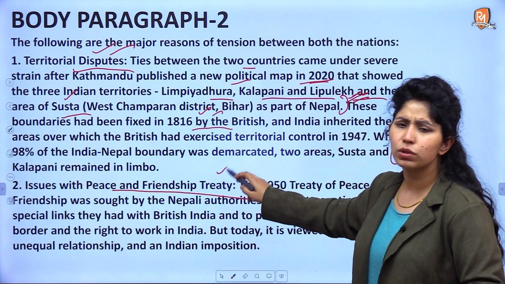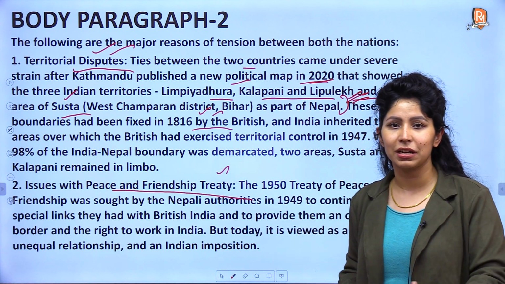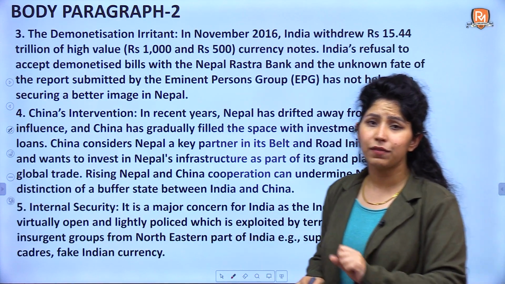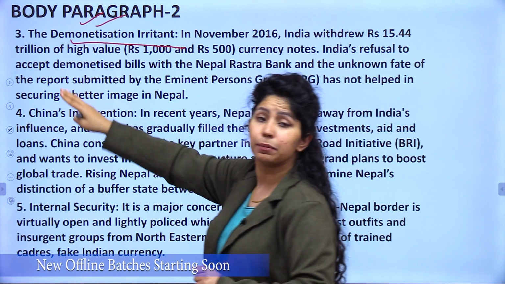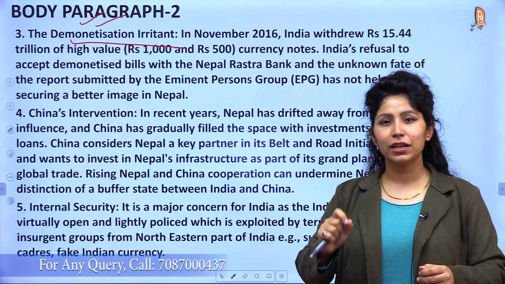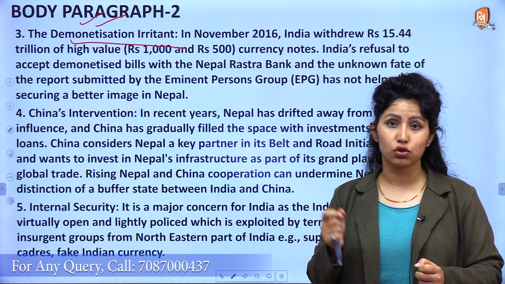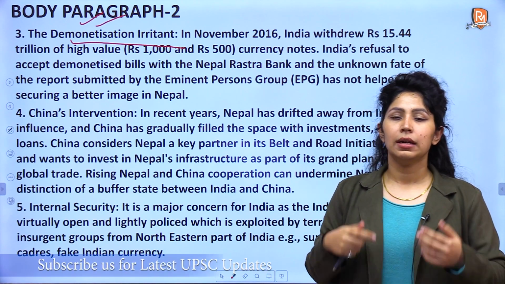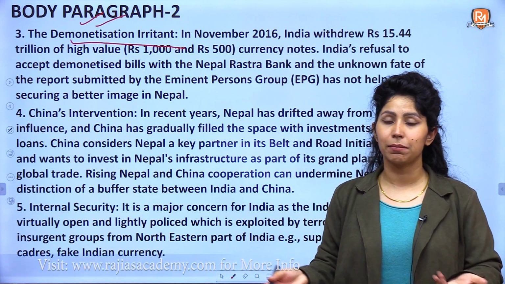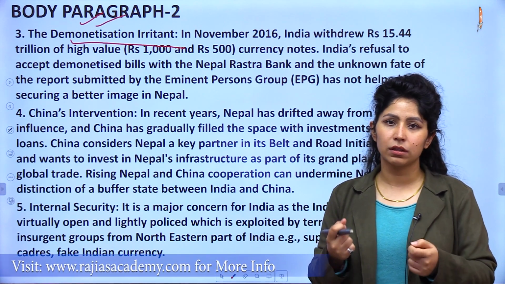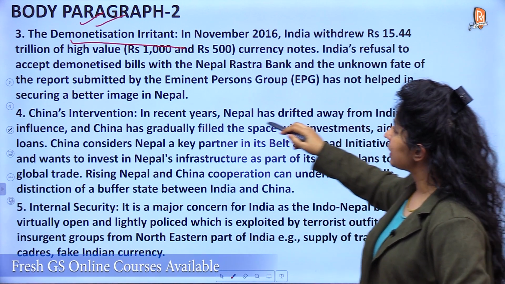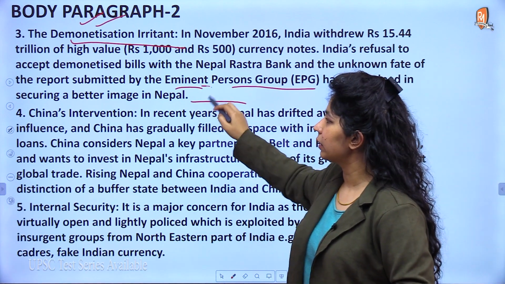Then there are issues with the peace and friendship treaty itself that we talked about in the introduction. There are issues with that treaty and it has not been updated. Then the third one, and very important here, you can also use this as your second or third point as you feel justified: the demonetization irritant. The Indian rupee serves as a strong currency in countries like Nepal and Bhutan. So when demonetization occurred, as Indian citizens, we were able to return our notes and get back currency. But as of now, Nepal's Central Bank holds a lot of rupees and these bills have not been settled. The Eminent Persons Group has not helped in securing a better image in Nepal.